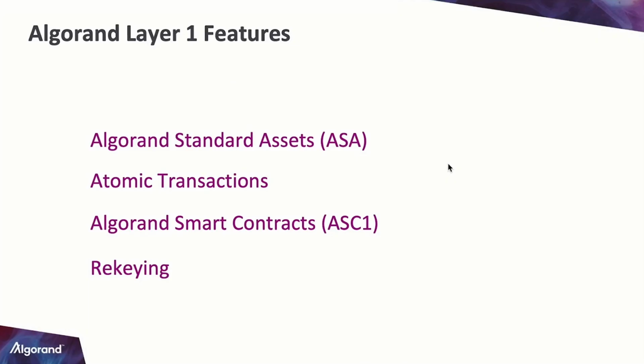Okay, let's get into layer 1 features. All right, so this is right on the blockchain itself, and we're going to talk about a few things here. One of them is called Algorand Standard Assets. Then we've got atomic transactions, smart contracts, and rekeying. We're going to cover these four topics in this section.